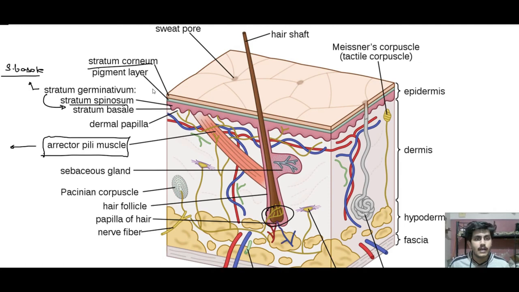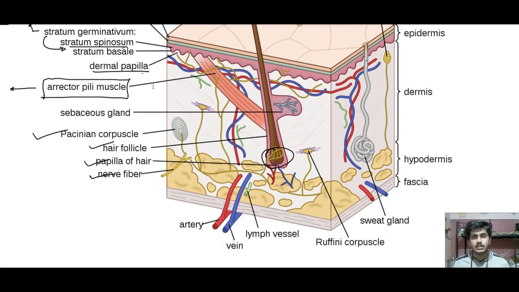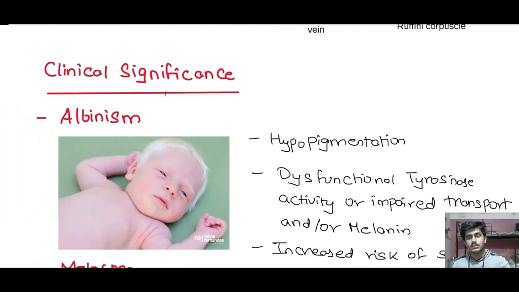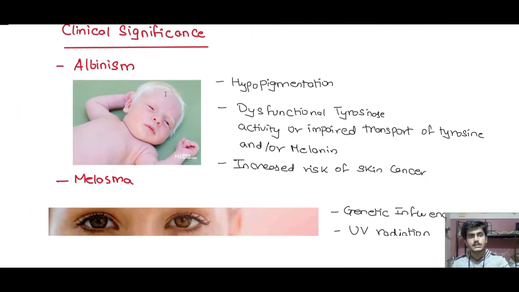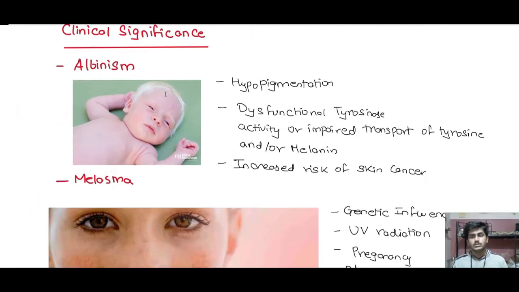And then we have the dermal papillae. Here we have the receptors, the somatosensory receptors, that is the Pacinian corpuscles, the hair follicle, the papilla of the hair, and the free nerve fiber endings. So this was the part. Now moving ahead to the last part of our video, that is the clinical significance related to the skin.